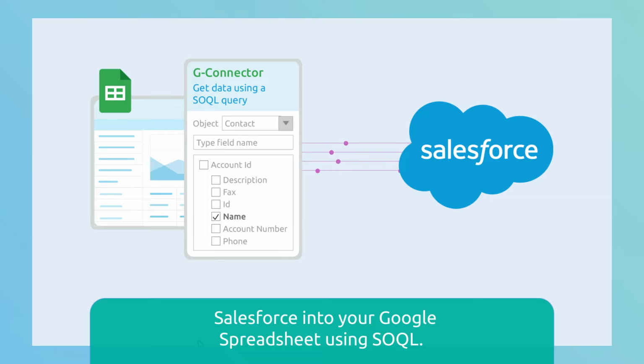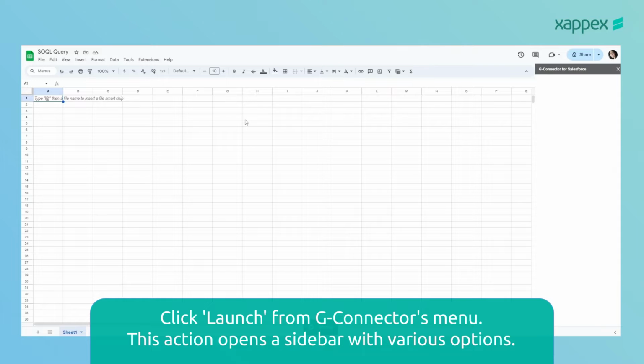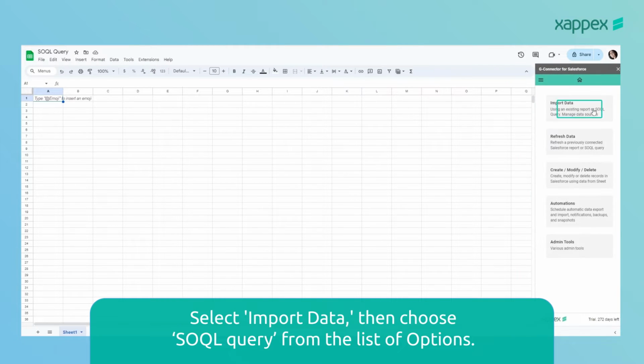With G-Connector, you can pull data to Google Sheets without limits, easily building the query on the fly with point-and-click tools. Let's start by clicking Launch from G-Connector's menu. This action opens a sidebar with various options. Select Import Data, then choose SOQL Query from the list of options.